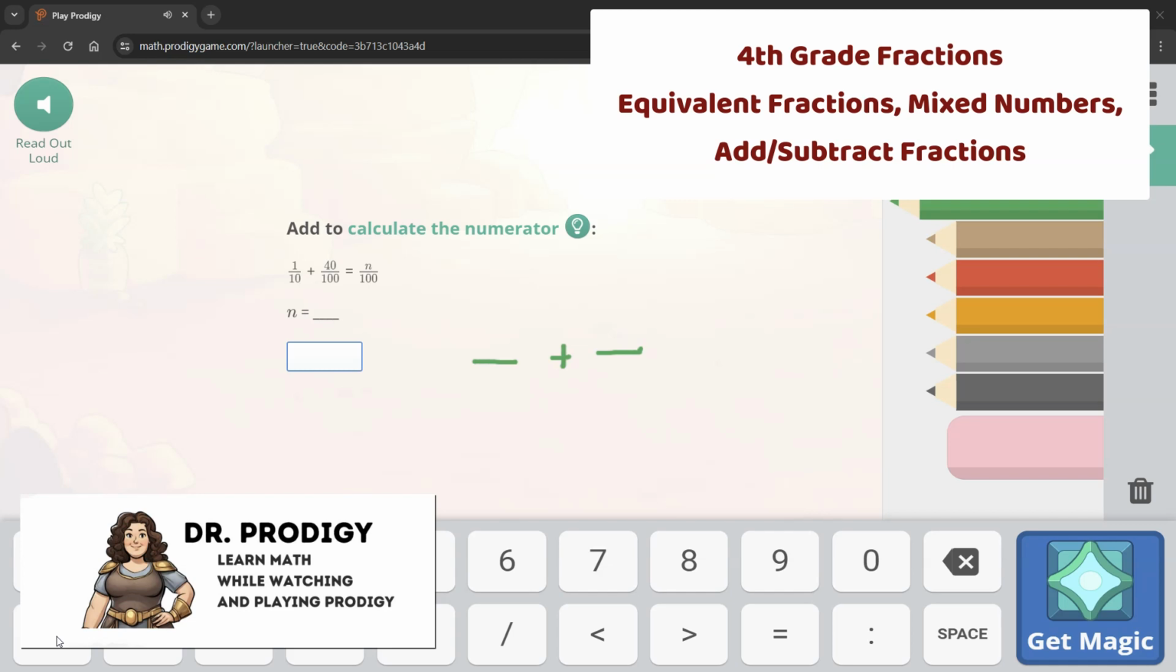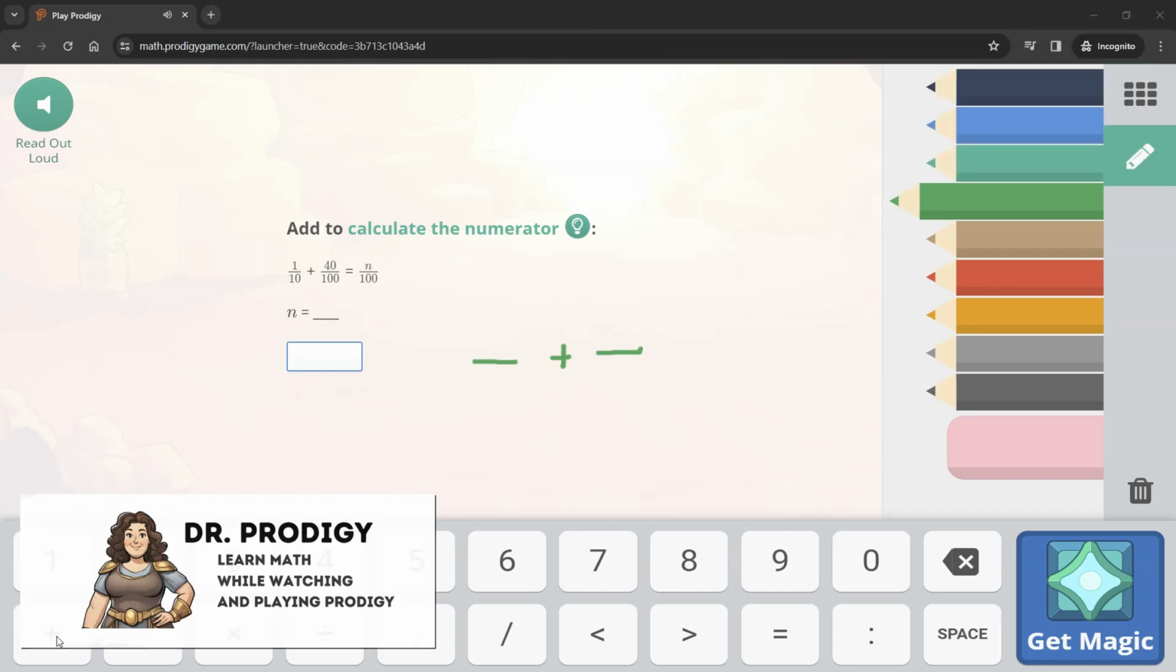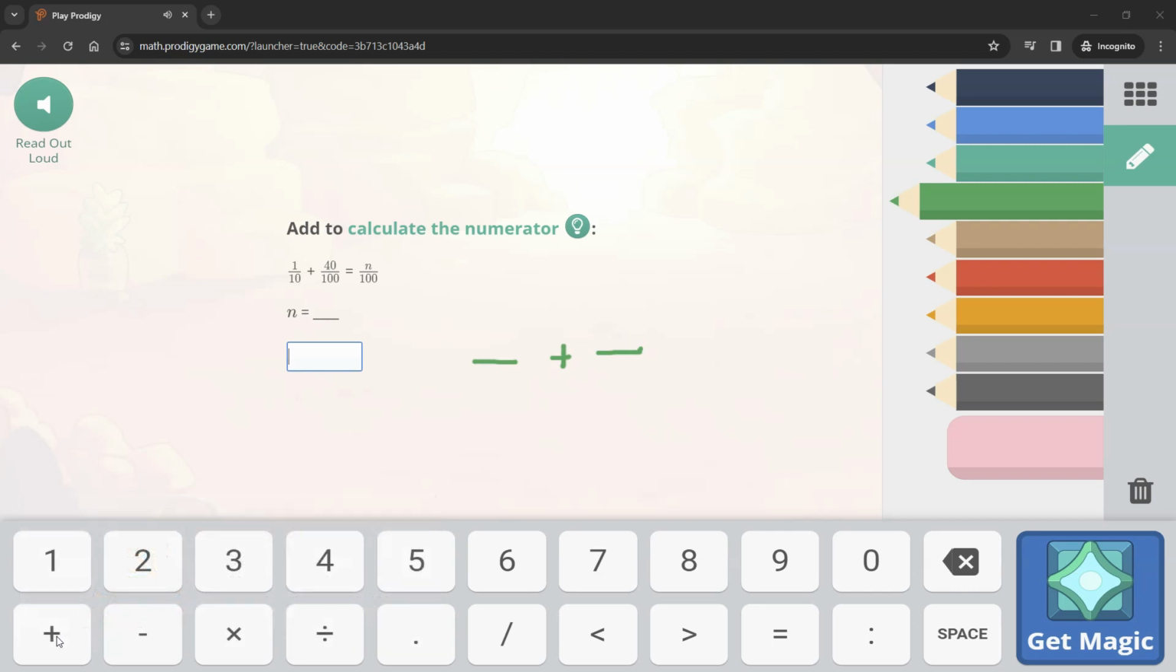I am just going to make a video going through a bunch of fourth grade fraction problems. My camera is off because I'm under the weather, but I wanted to make this video anyway, so we're just going to do a bunch of fraction problems. Right now I'm in the middle of a battle, and this is the first fraction problem that came up.